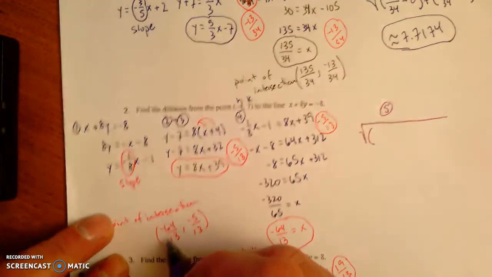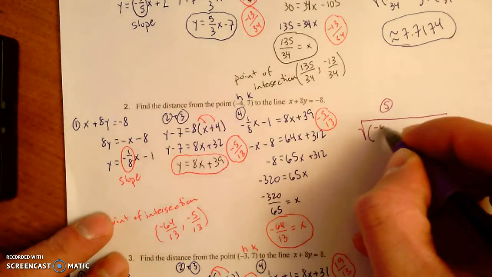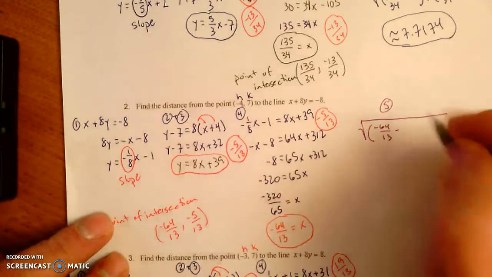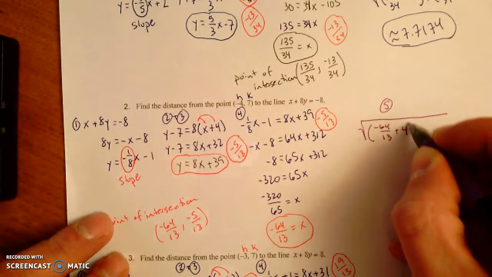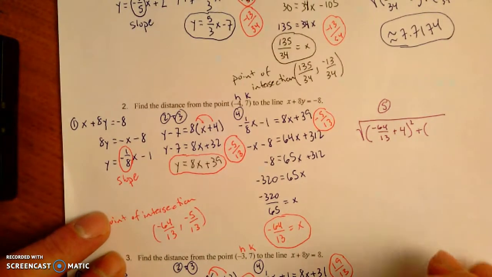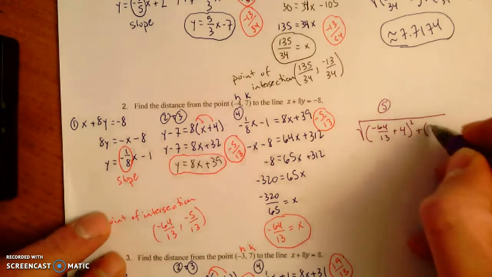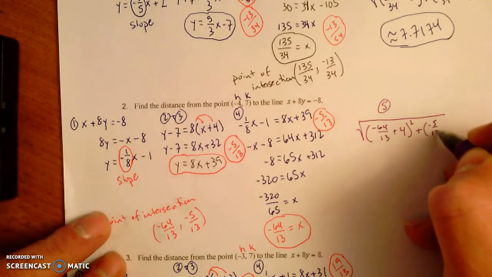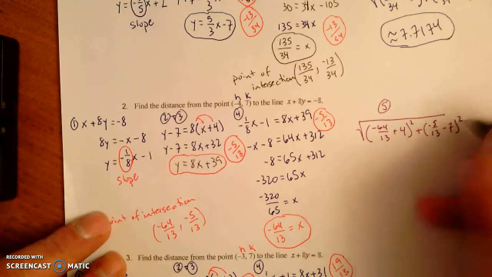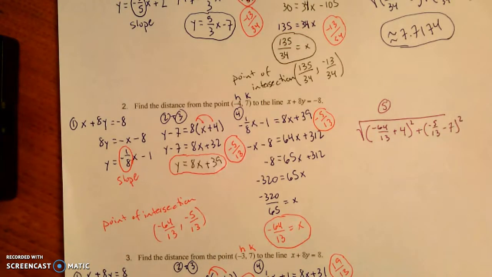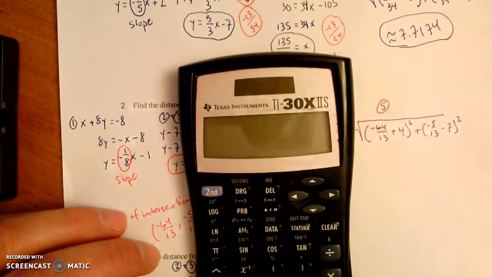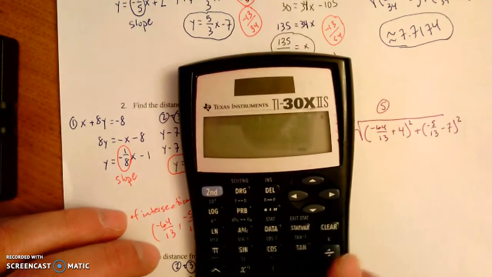We've got negative 64 over 13 minus our x-coordinate from up here, which is negative 4, so that turns out to be a plus 4, squared, plus negative 5 over 13 minus 7, squared. And again, I'm not going to try and do all this by hand. That would just be insane. We're just going to let the calculator do all the work.